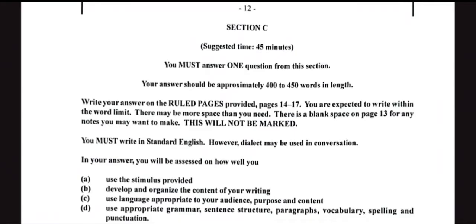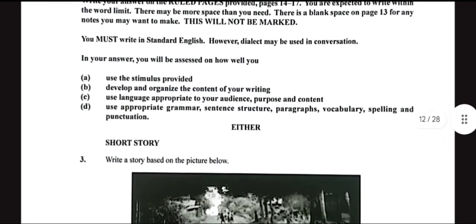Next, we have section C. Section C is really interesting. So in this section, your suggested time is 45 minutes. It is the section that focuses on what CXC likes to call short story for exam purposes. It's really, really short. So you have to be very mindful of how, in a sense, concise you have to be. It's 400 to 450 words. And you are presented with 2 options, but you must only pick one.